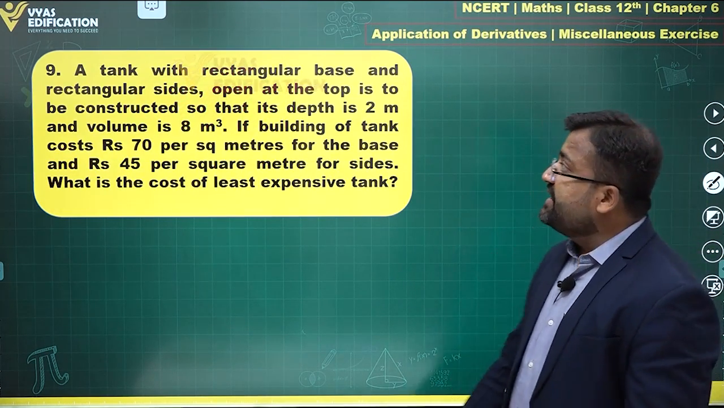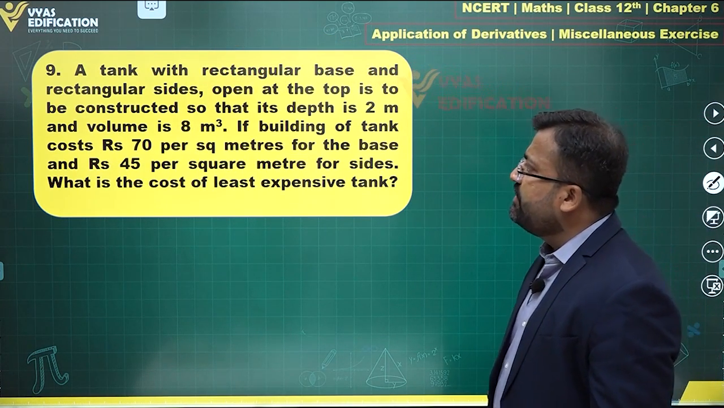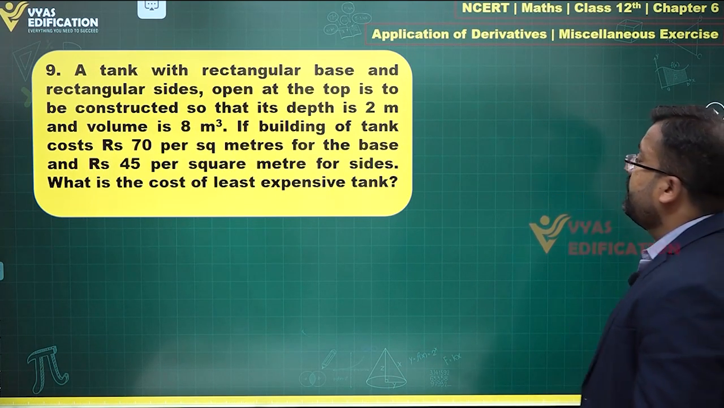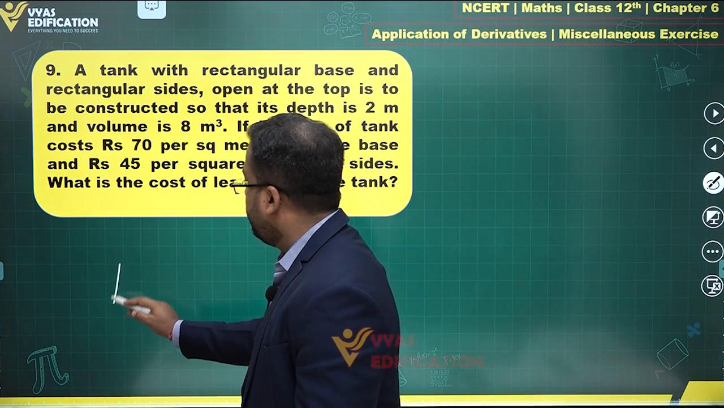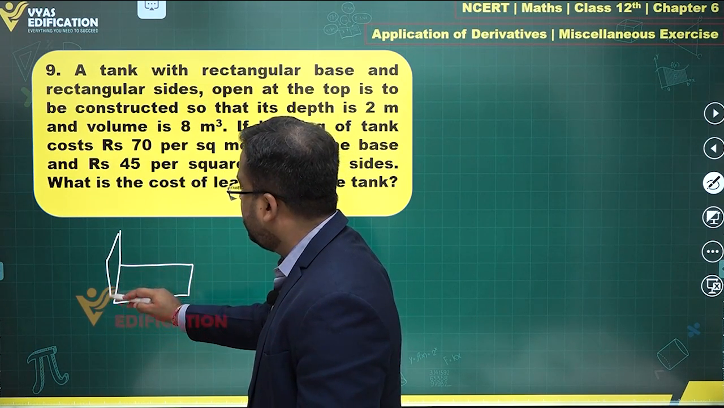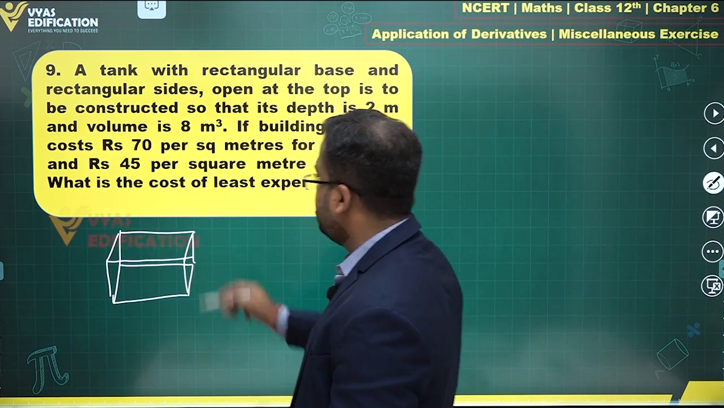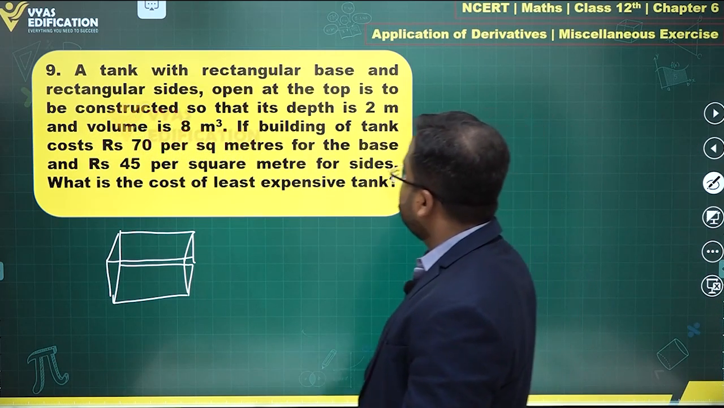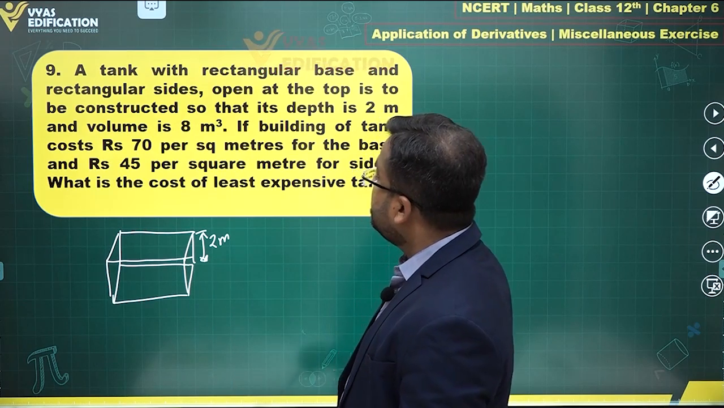The ninth question says, a tank with rectangular base and rectangular sides open at the top is to be constructed so that its depth is 2 meter and volume is 8 meter cube. Okay, tank with rectangular base and rectangular sides. We have a tank in this way. Let's say this is the tank, open at the top, to be constructed so that its depth is 2 meter and volume is 8 meter cube.